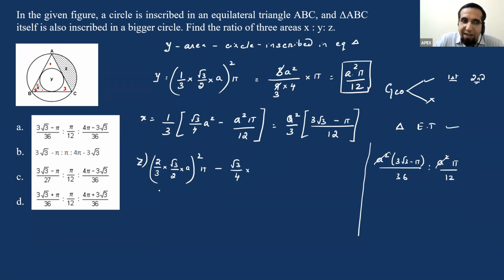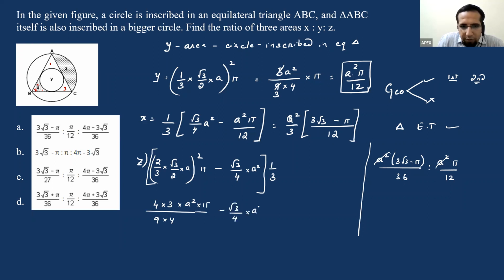The same way we calculated x. And 1/3 of this is going to be the value of z. Clear? So this is going to give us how much, guys? This is 4 into 3. Clear? Into a square divided by 9 into 4 into pi minus root 3 by 4 into a square. So let's say this 4 gets cancelled. This is 3 ones are, this is 3 threes are. Clear? And whole multiplied with 1 by 3.